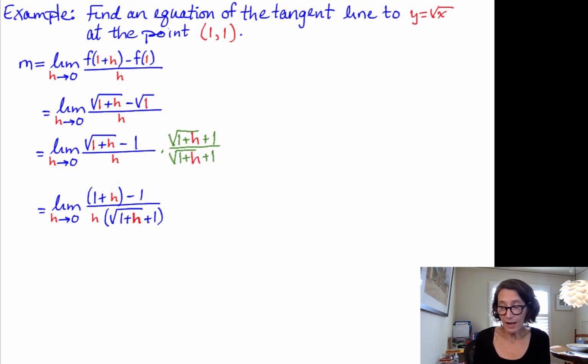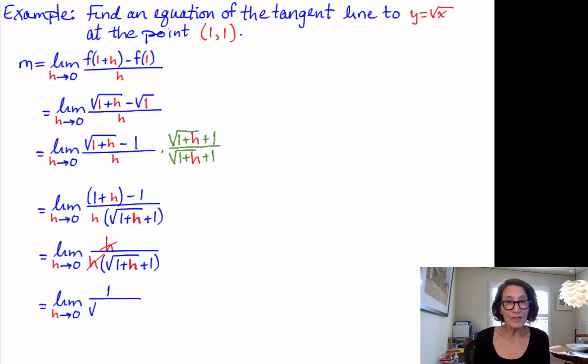All right, notice what happens. In the numerator, 1 plus h minus 1 simplifies, and we just get h in the top. And in the bottom, because we left it factored, so never multiply things out, always leave things factored, we can see we can cancel those h's. What we're left with is the limit as h approaches 0 of 1 over the square root of 1 plus h plus 1. Now we can plug in h equals 0 without any issues. When we do that, we get 1 over the square root of 1 plus 0 plus 1, or just 1/2.